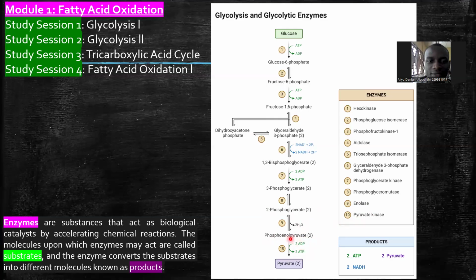Now, the purpose of a kinase is phosphorylation. That's why you have this phosphoenol pyruvate, you have your pyruvate, and that phosphorylation, the phosphate group, will lead to the production of ATP. Okay.